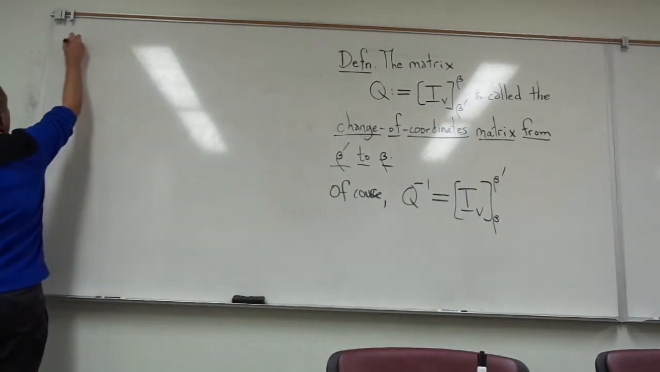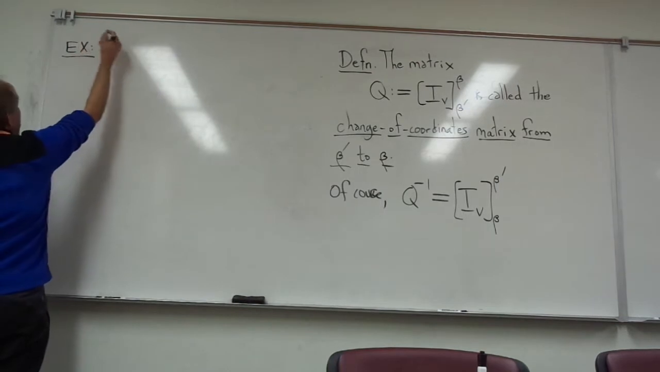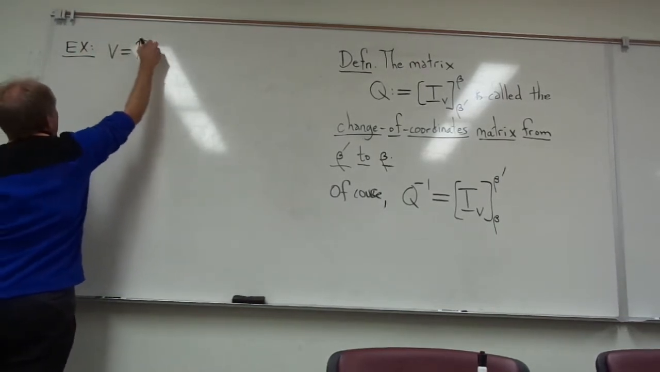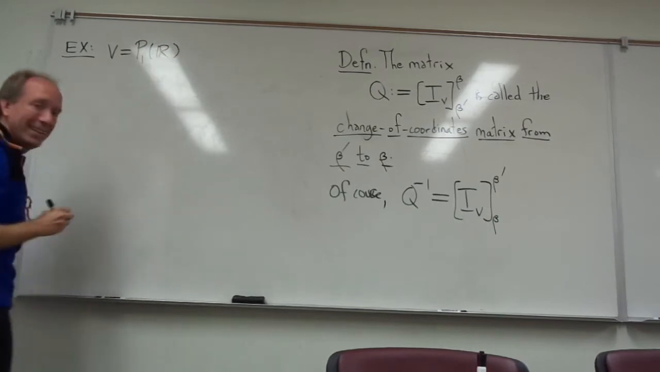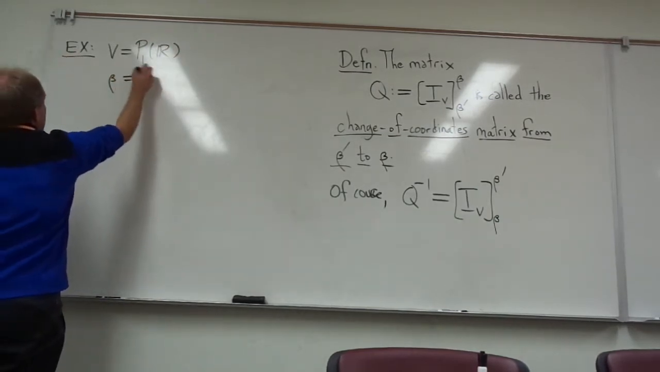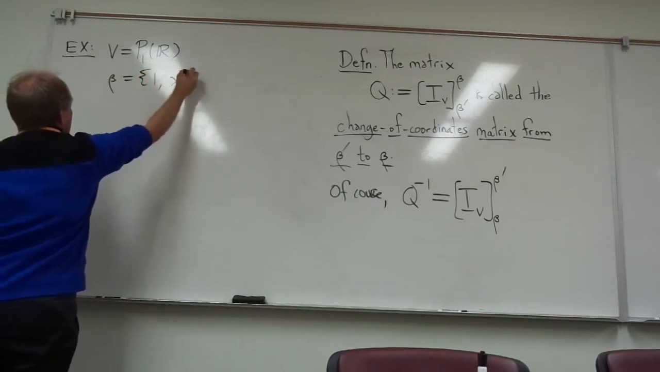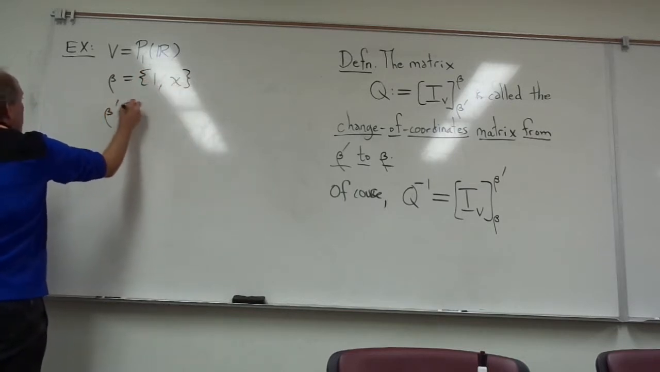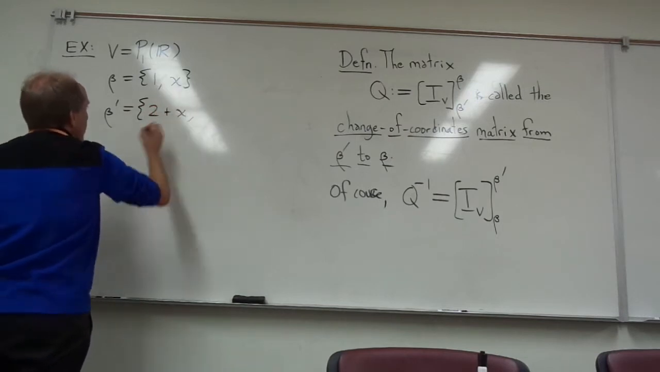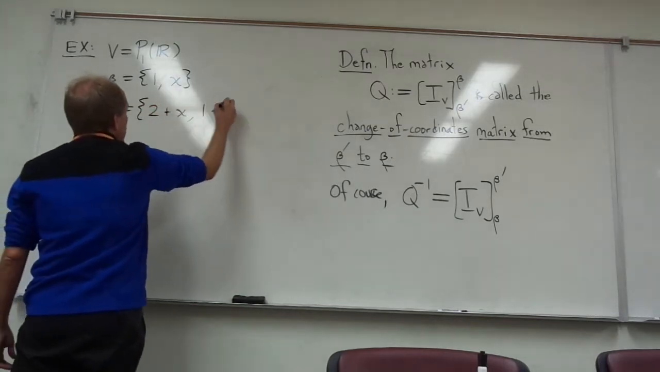Okay, so just as a quick example, suppose that V is P1 of R, right? And let's suppose that beta is the basis 1 and x, and beta prime is the basis 2 plus x and 1 plus 3x.